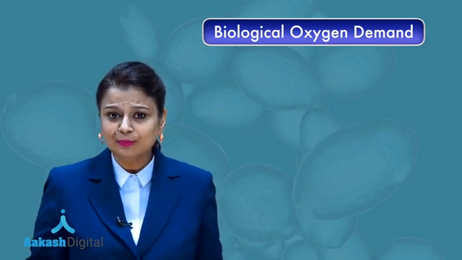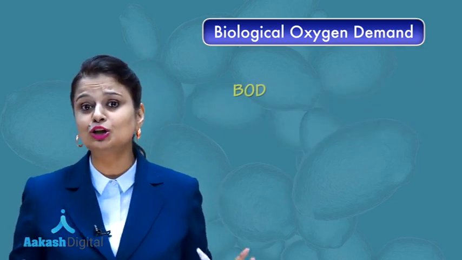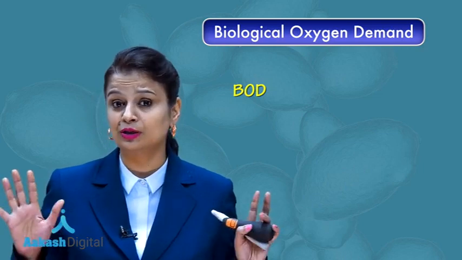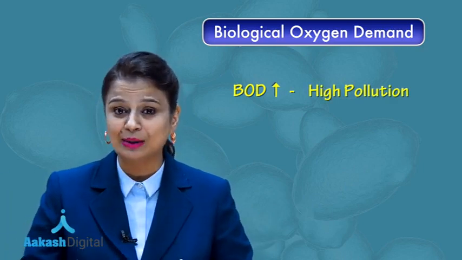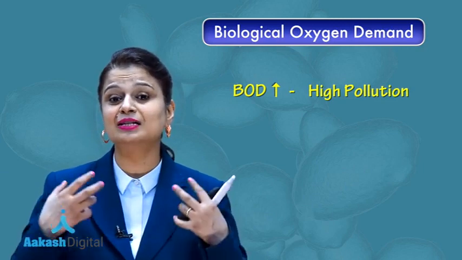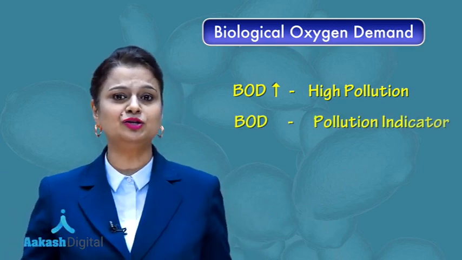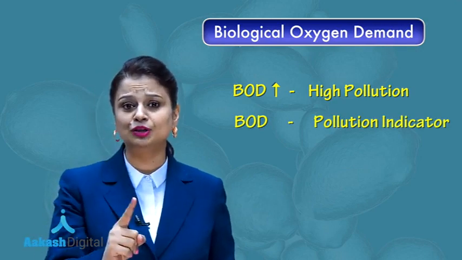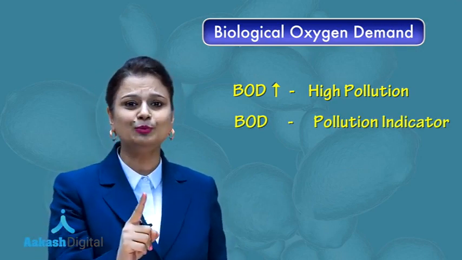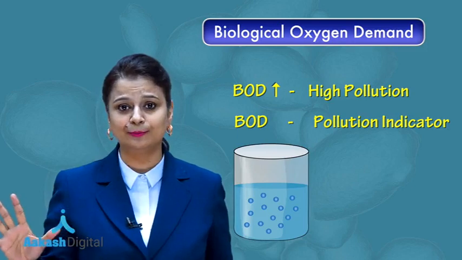It is quite simple. If biological oxygen demand of water is more, it means it has more amount of organic matter, or you can say it has more polluting potential. So BOD is one important parameter to know polluting potential of water body.